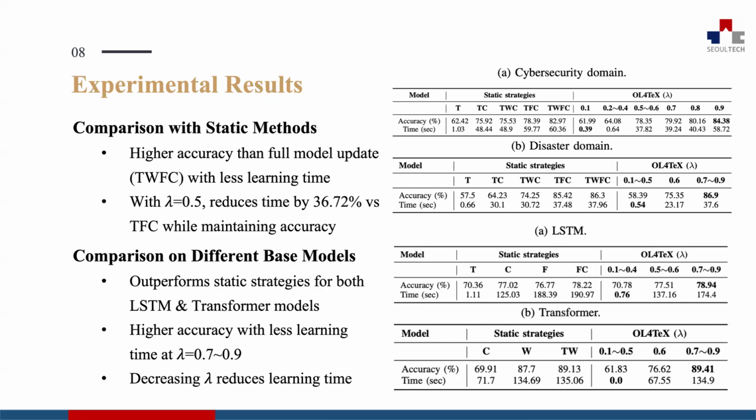In the second table, we compare our method with the static update strategies on different base models. The results show that our method outperforms the static update strategy on both LSTM and transformer-based models, and it also shows higher accuracy with less learning time in the range of lambda equal to 0.7 to 0.9. It is also interesting to find that when we adjust lambda to favor learning efficiency, we can reduce the learning time while maintaining a similar level of accuracy.